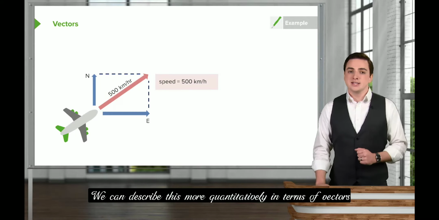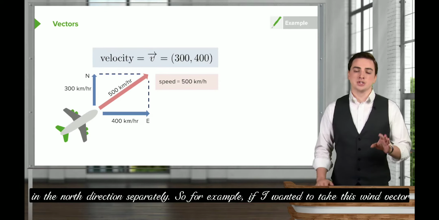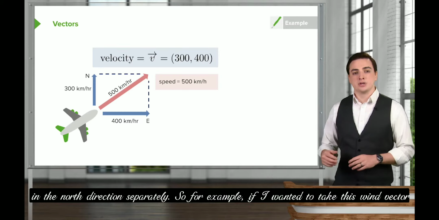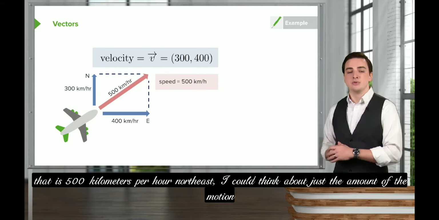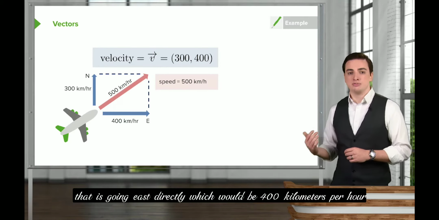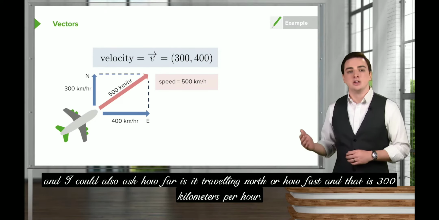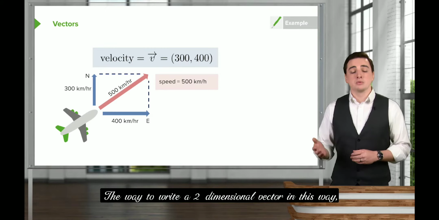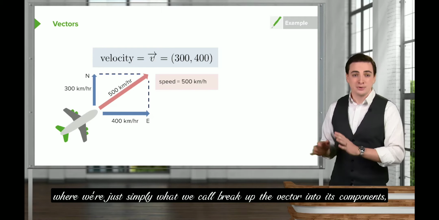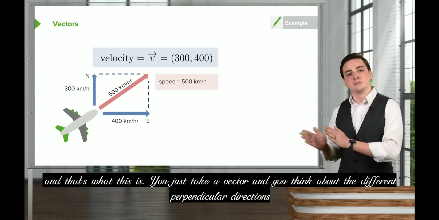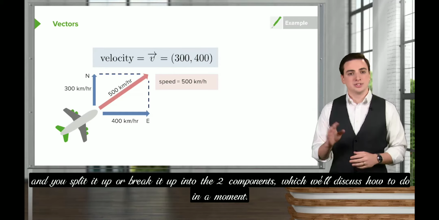We can describe this more quantitatively in terms of vectors by describing the motion of the plane in the east direction and the north direction separately. So for example, if I wanted to take this vector that is 500 kilometers per hour northeast, I could think about just the amount of the motion that is going east directly, which would be 400 kilometers per hour. And I could also ask how far is it traveling north or how fast, and that is 300 kilometers per hour. The way to write a 2-dimensional vector in this way is to break up the vector into its components. You just take a vector and you think about the different perpendicular directions and you split it up into the 2 components, which we'll discuss how to do in a moment.